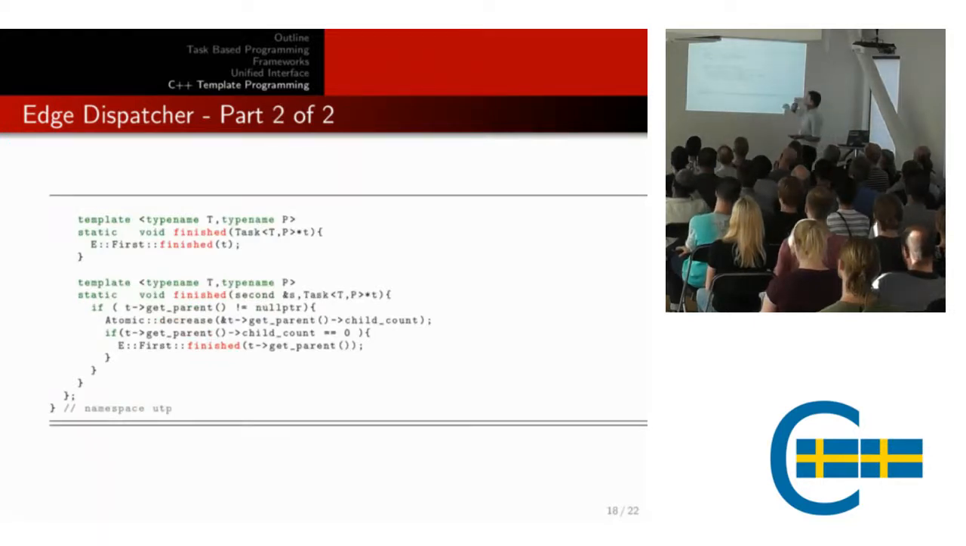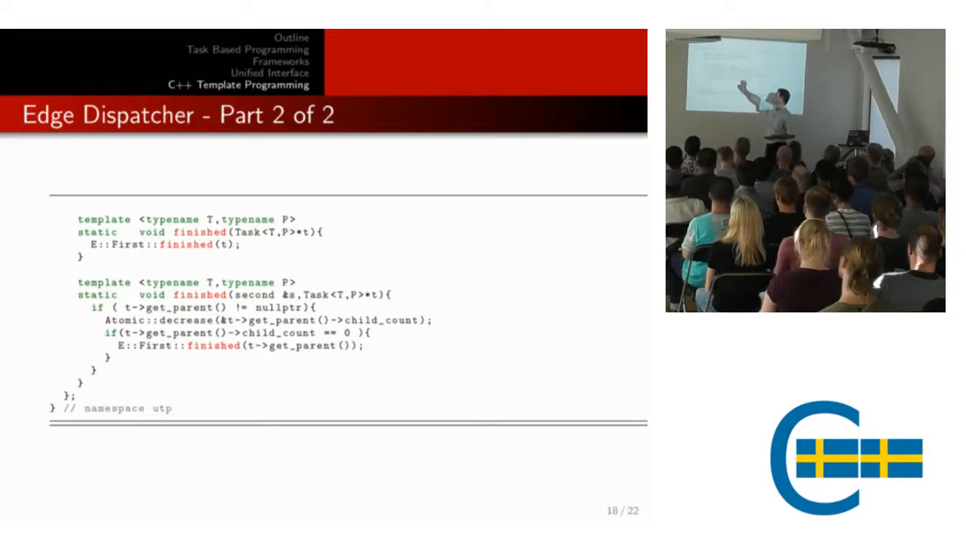And here, when we have an edge, if a task is finished, then we can tell the first node in the task graph that this specific task is finished. At the finest level, in the edge, there are three nodes, or two nodes after this dispatcher. If the second node says that some task is finished, we look at the number of children in the task parent, and if all the children are done, then we can tell the first level framework that some task is finished.